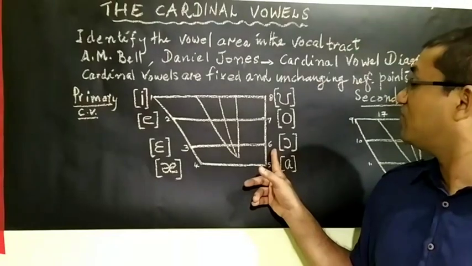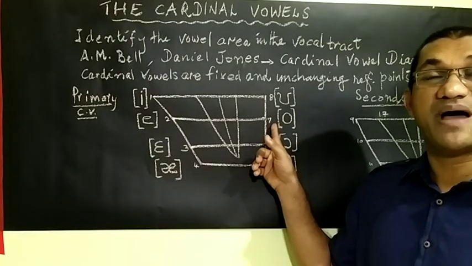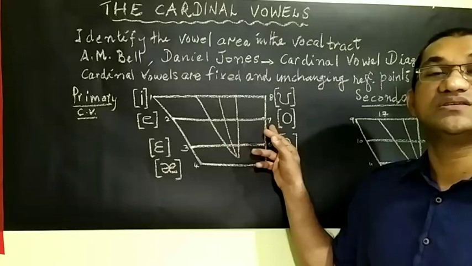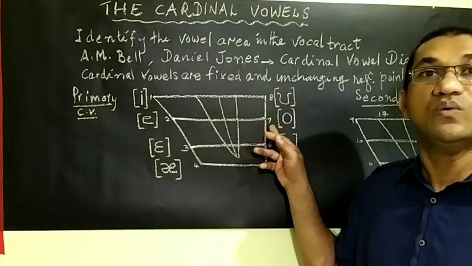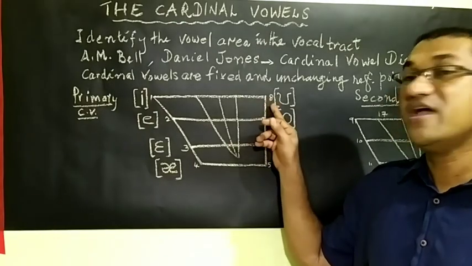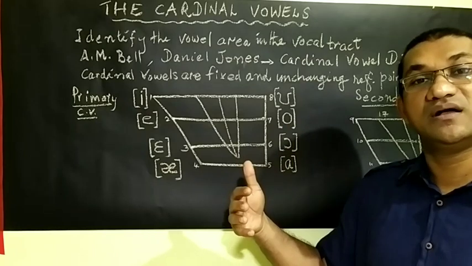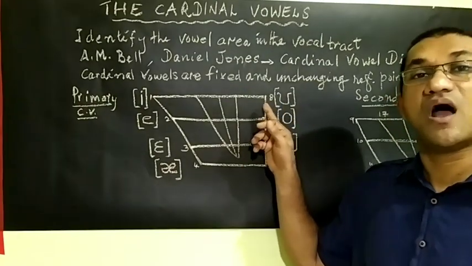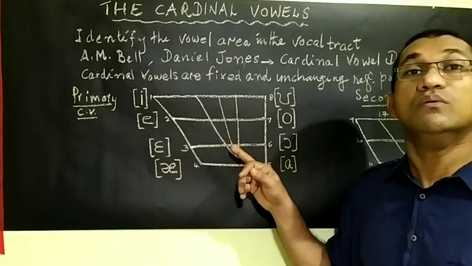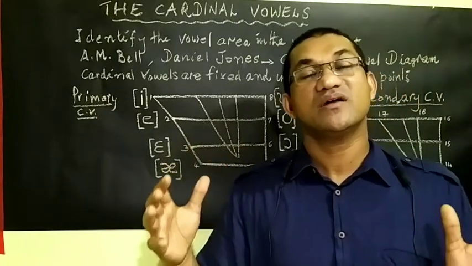Now we have cardinal vowel number 7, again articulated with the back of the tongue, half closed position, not very high. And now we have the eighth cardinal vowel. It is again articulated with the back of the tongue, of course very close position, and rounded.